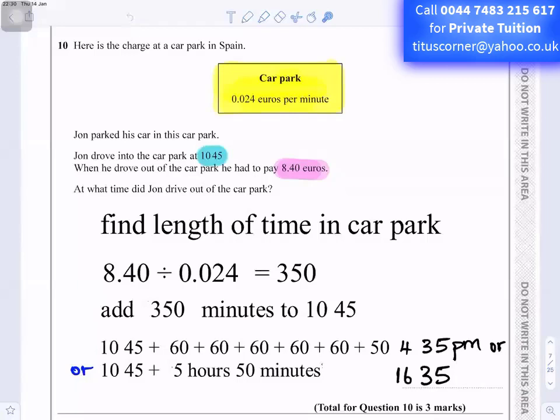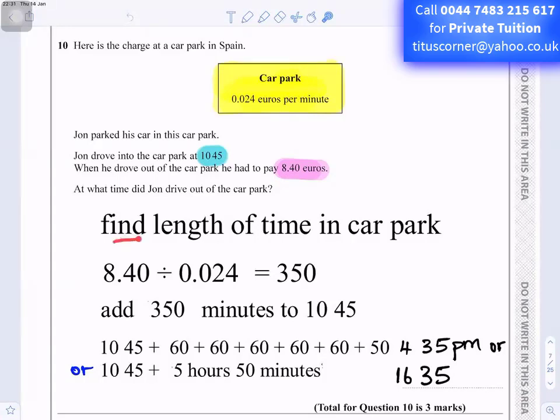Question number 10. Here is the charge at a car park in Spain. In the car park, the charge is 0.024 euros per minute. John parked his car in this car park. John drove into the car park at 10:45. When he drove out of the car park, he had to pay 8 euros 40. At what time did John drive out of the car park?